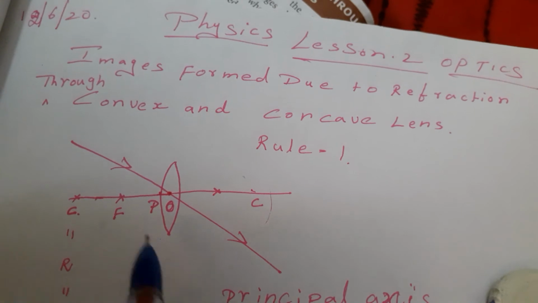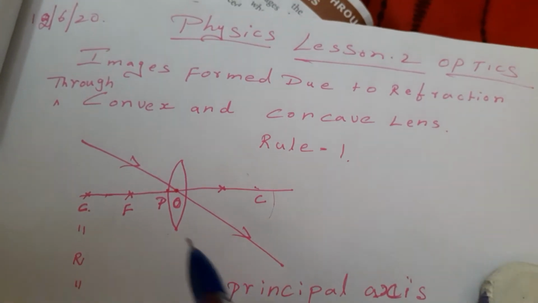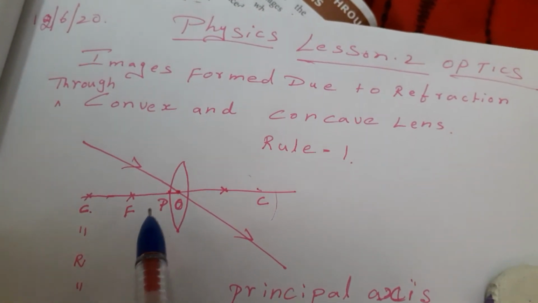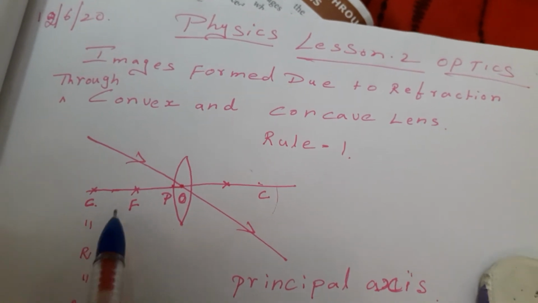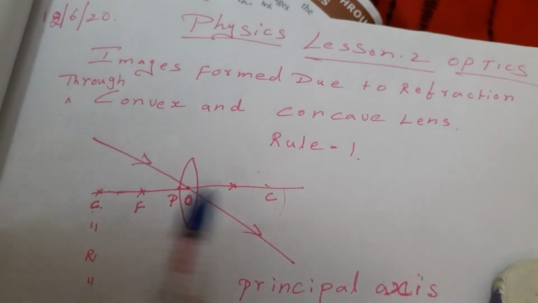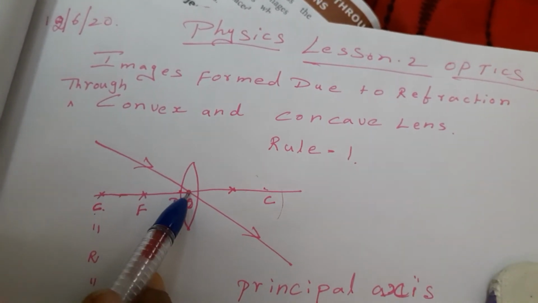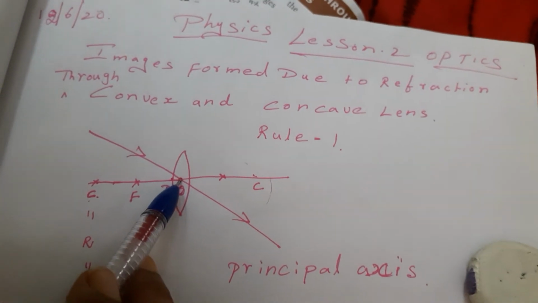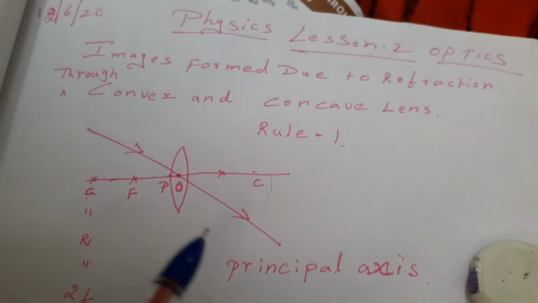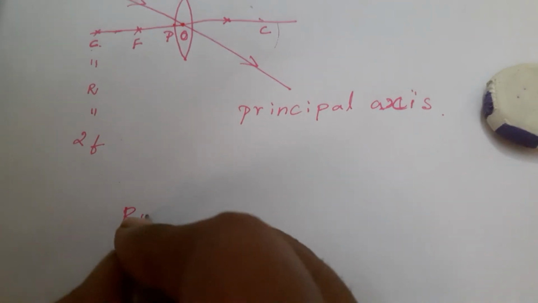I'll say it once again. I drew a convex lens in which I set the optic center, pole, principal focus, and center of curvature on both sides. The light rays passing through the optic center of the lens won't deviate. They will continue their path. This is your first rule.